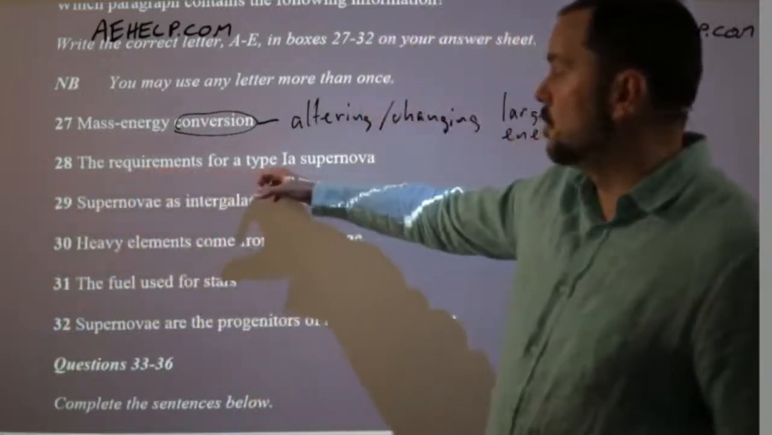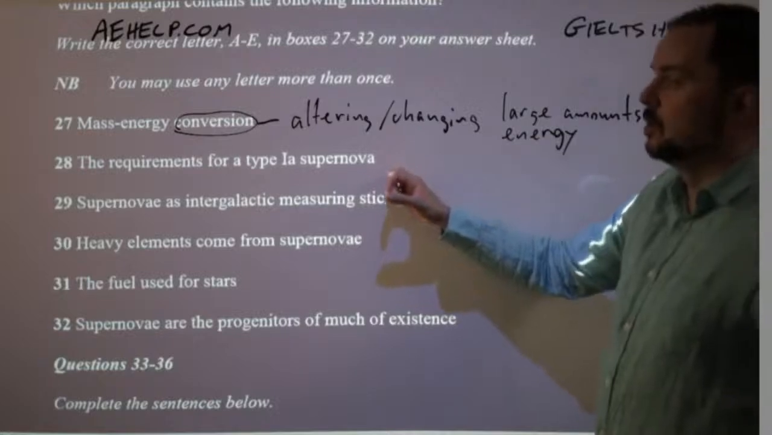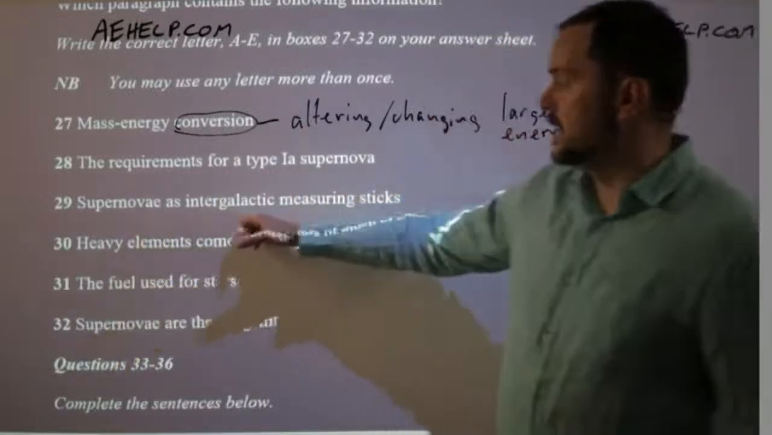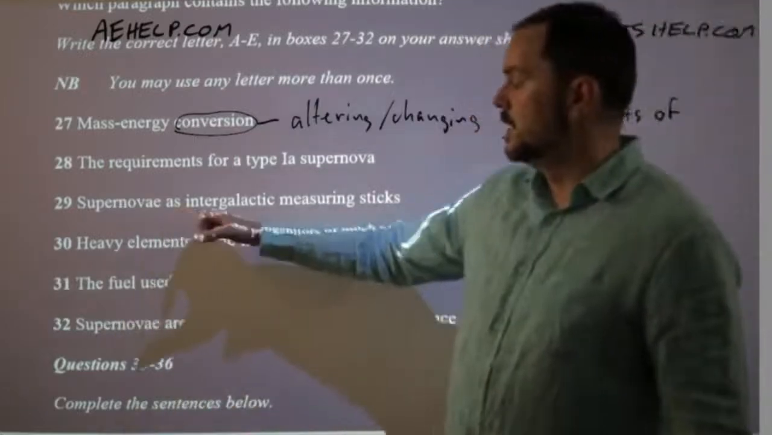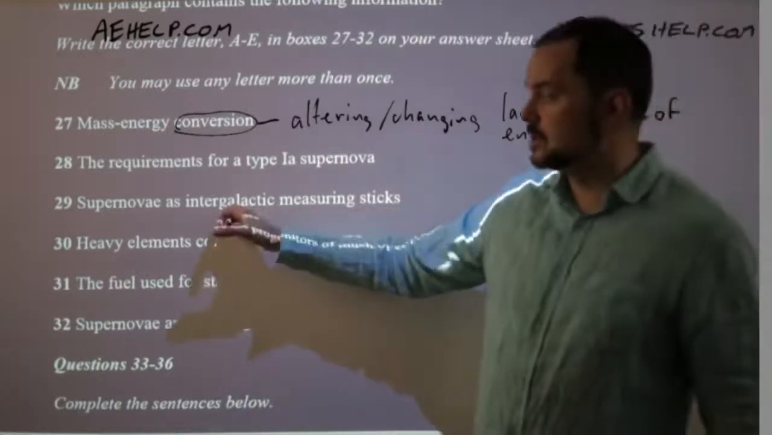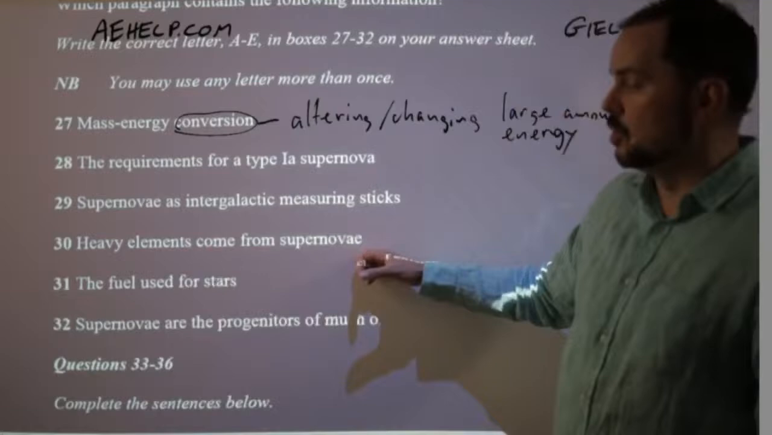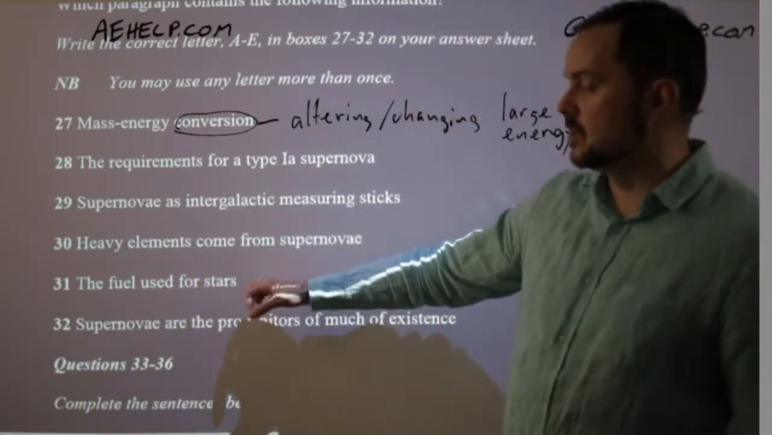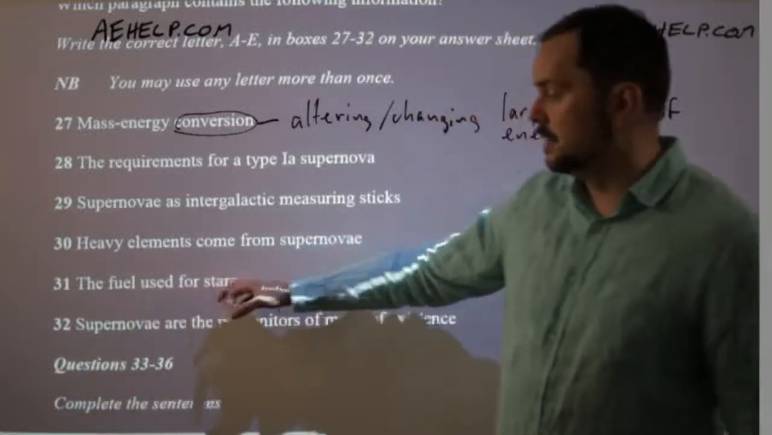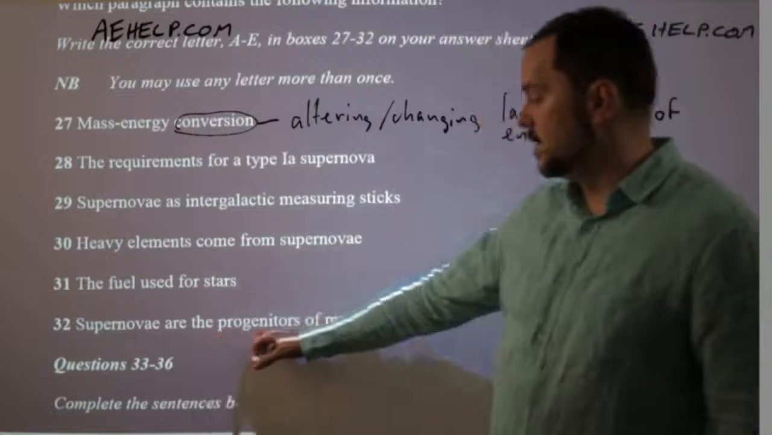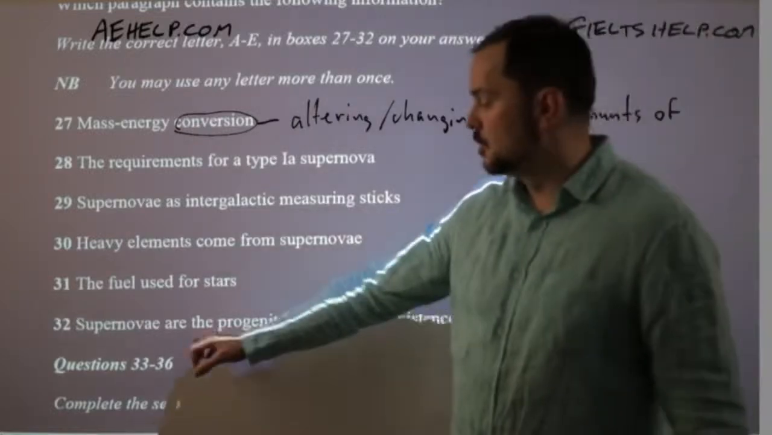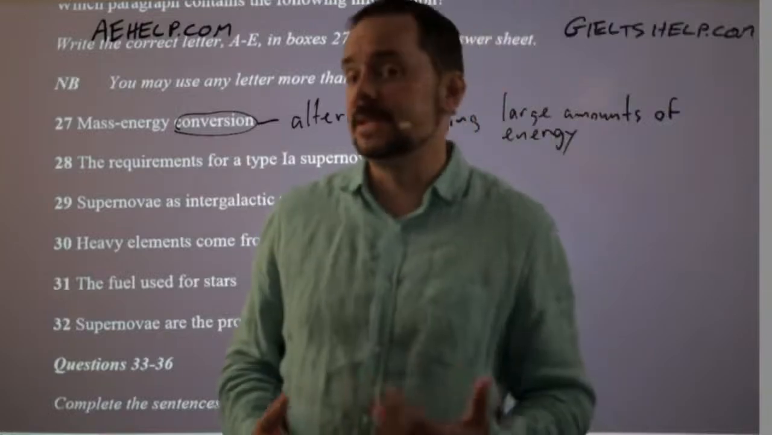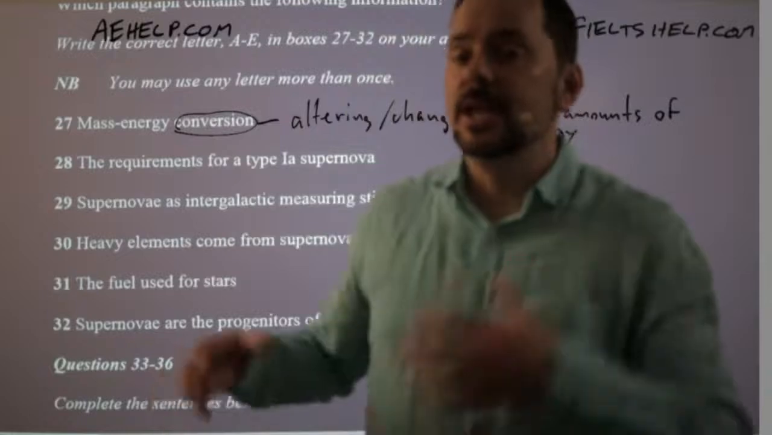So the requirements for a type 1A supernova. So the necessary elements or components for a type 1A supernova. Supernova as intergalactic measuring sticks. So supernova as a measurement tool in the universe. Heavy elements come from supernovae, all right? Heavy elements originate from supernovae. The fuel used for stars, so the energy or the power that's needed by stars. Supernovae are the progenitors of much of existence. Supernovae are the source of much of existence. All right, so again, paraphrasing as much as possible. Now, in the exam, you want to do it nice and quick, like I just did, and in your mind. Okay?